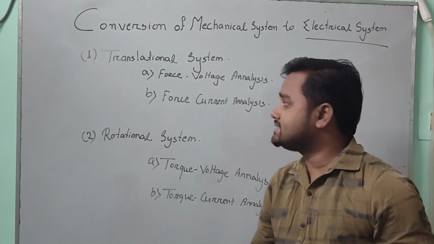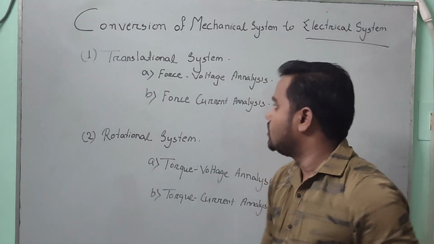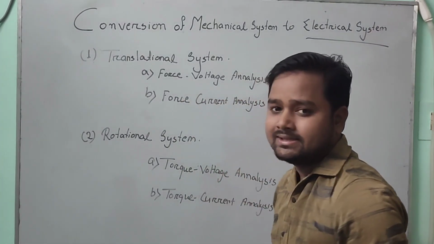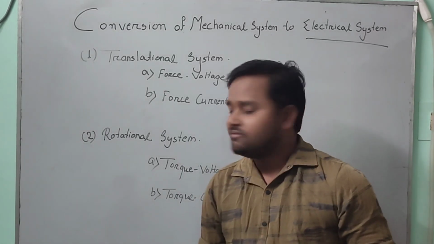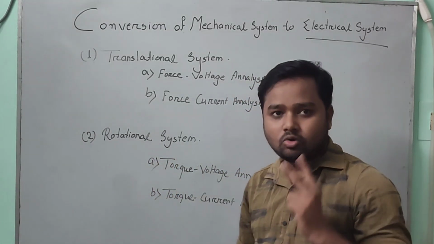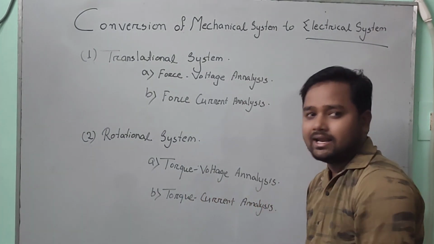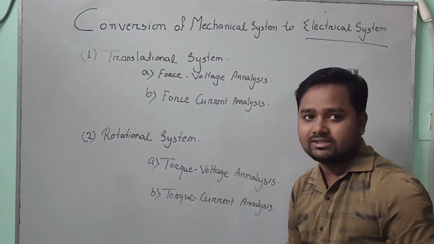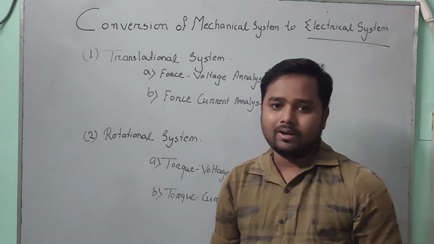In the translational system there are two processes: one is the force voltage analysis and the second one is the force current analysis. Similarly, for the rotational system there are two types of conversion: one is the torque voltage analysis, another is the torque current analysis. I will elaborate all these four parts one by one.